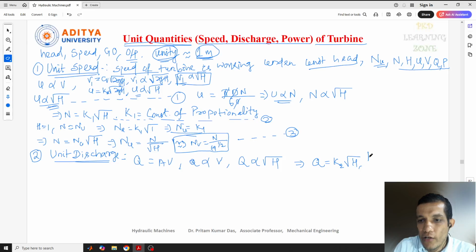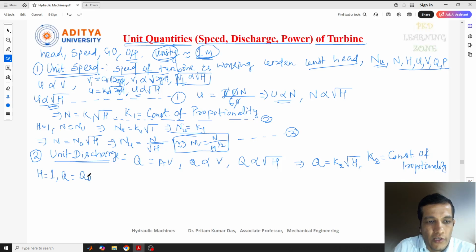Now similarly here also I can write that K2 is nothing but the constant of proportionality. Okay. Now again we need to find out the value of K2. The same process needs to be done. Here also we need to consider H equal to, as I told you, unity, that means 1, and the discharge we need to consider unit discharge. This is Q. Yeah, Q is the symbol for unit discharge I have mentioned.